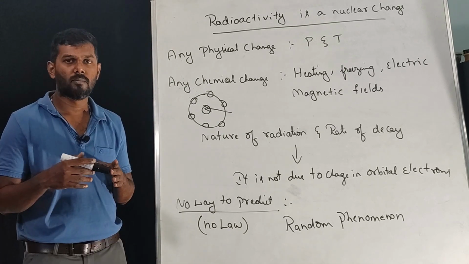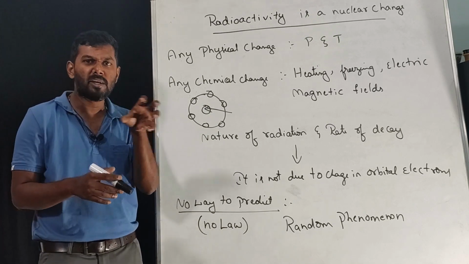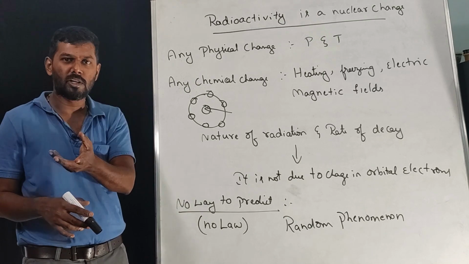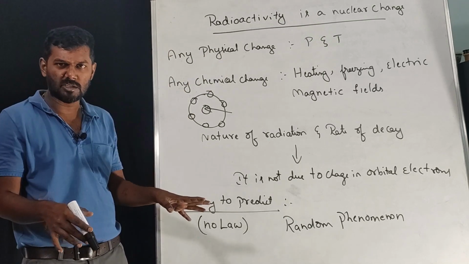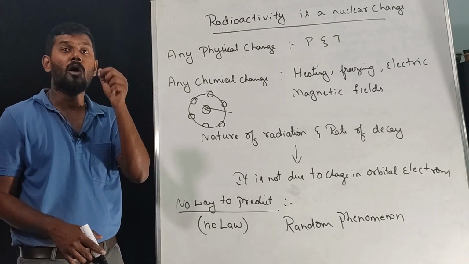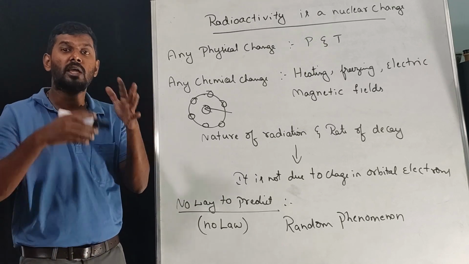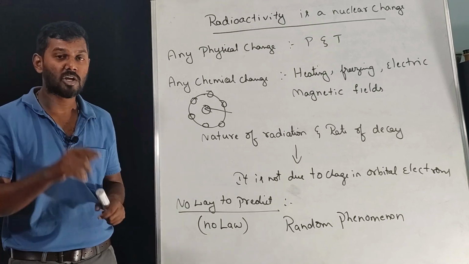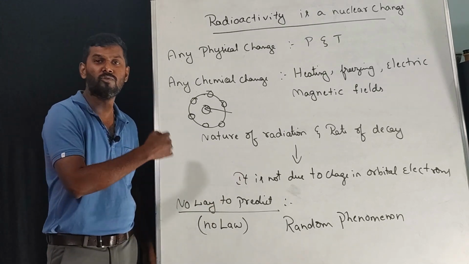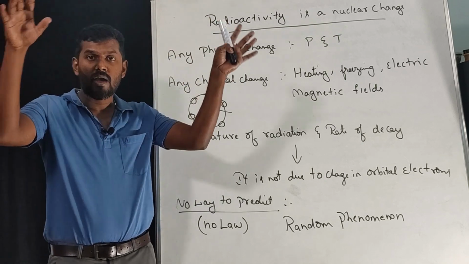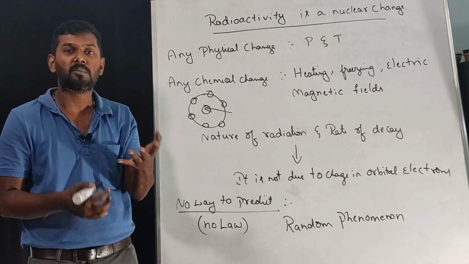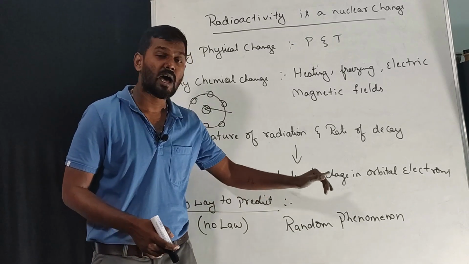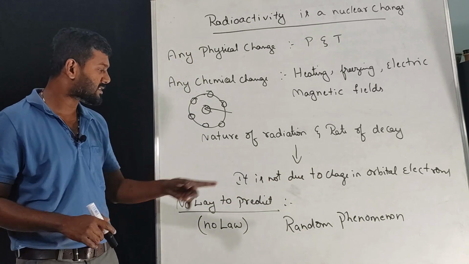Now, assume there are many atoms. In many atoms we have many nuclei, correct? Each and every atom will have one nucleus, correct? So assume there are many atoms in a substance, and we cannot predict which nucleus of which atom is going to emit the radiations. There is no law or way to predict this, and this is why radioactivity is also called a random phenomenon.